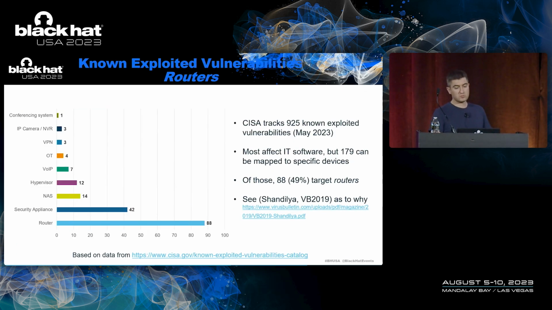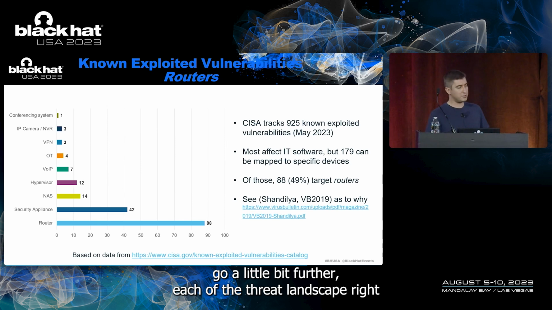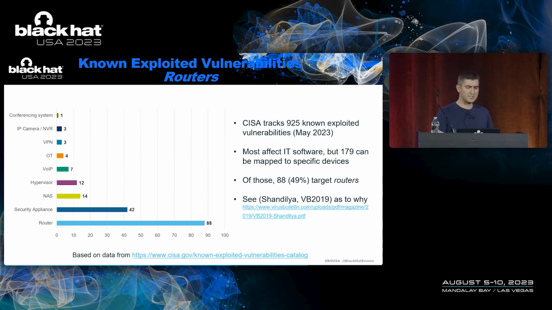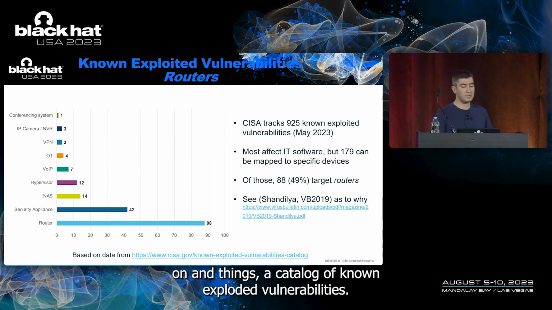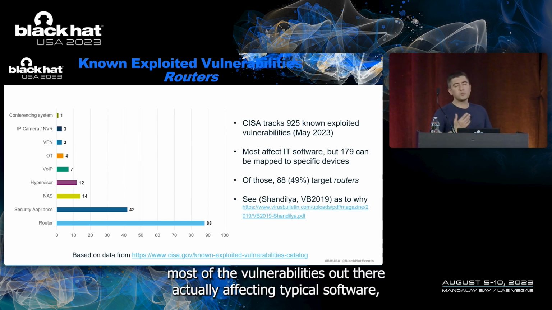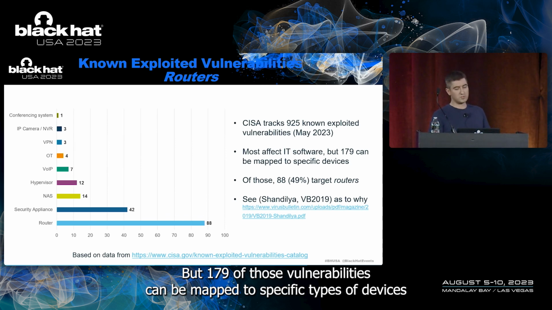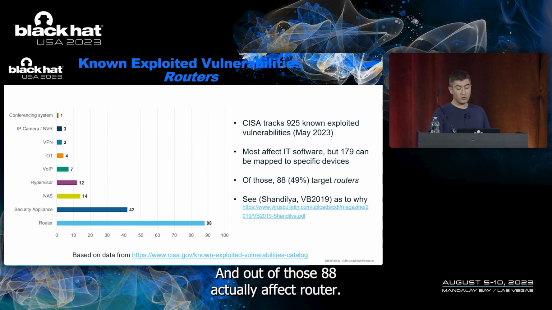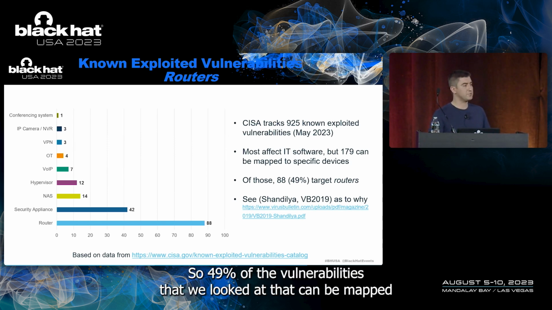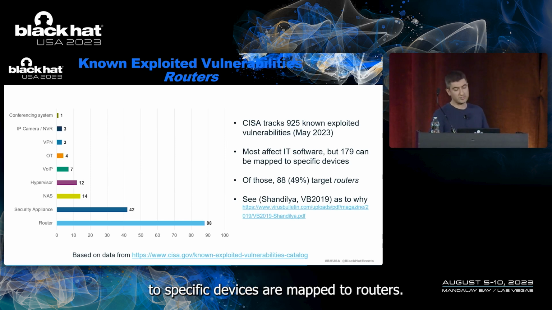And just to go a little bit further into the threat landscape, right? CISA also maintains a catalog of known exploited vulnerabilities. And if we look, most of the vulnerabilities out there are actually affecting typical software, right? Windows, Linux, Mac OS, and things like that. But 179 of those vulnerabilities can be mapped to specific types of devices, such as routers, right? And out of those, 88 actually affect routers. So 49% of the vulnerabilities that we looked at that can be mapped to specific devices are mapped to routers.